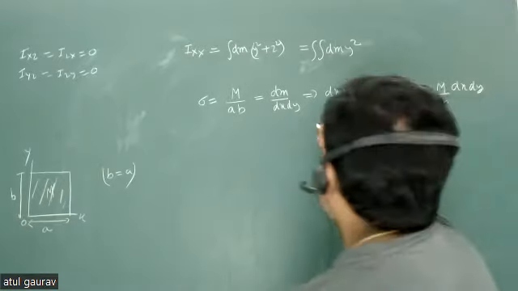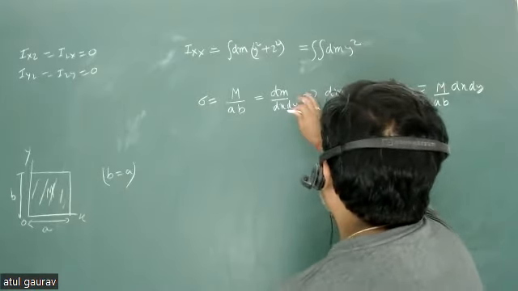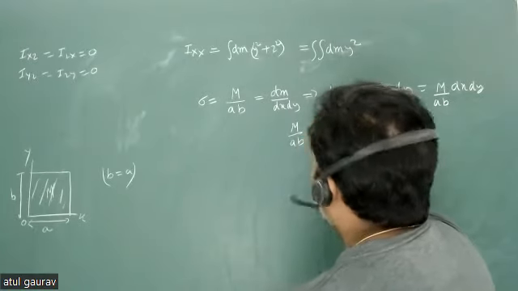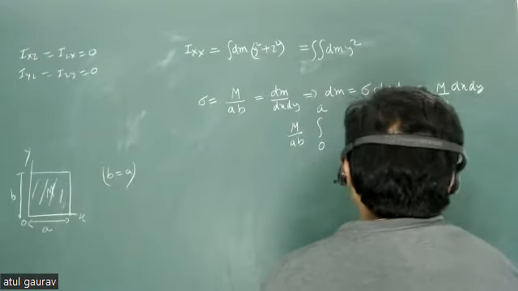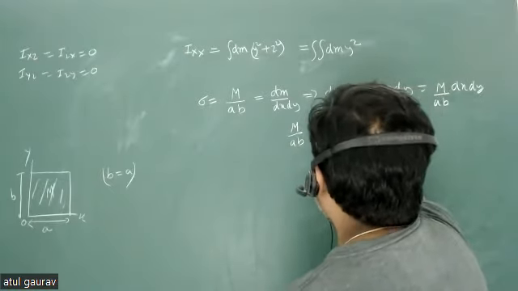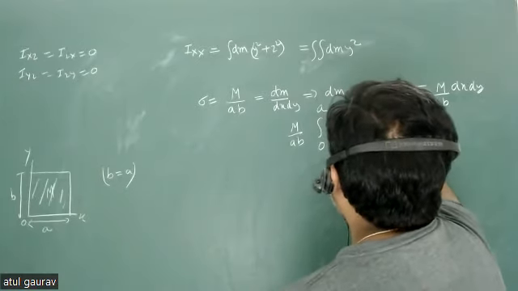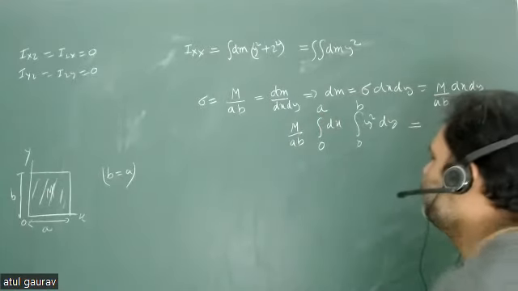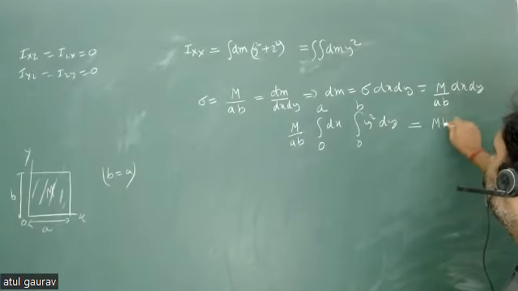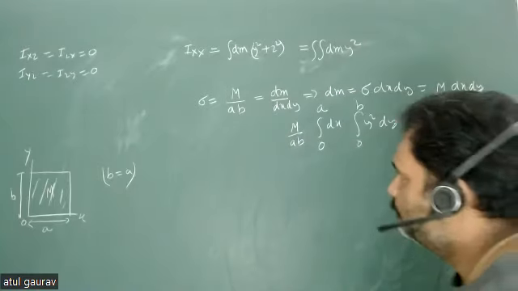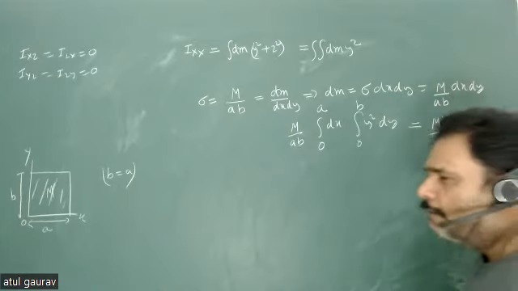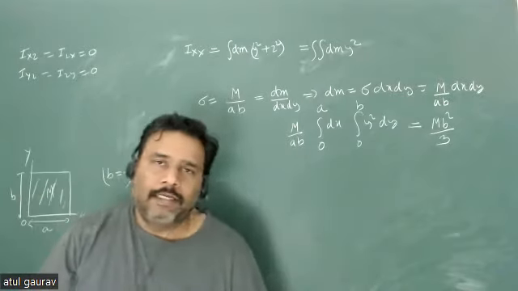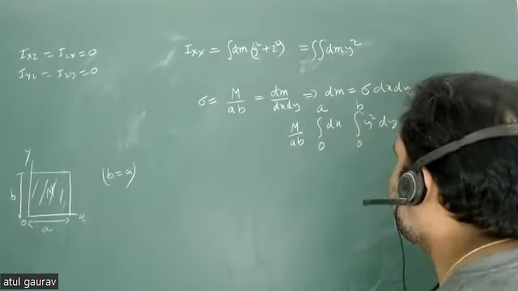Yes. So what will happen? So we have m upon ab as constant, and now x will go from where to where? 0 to a. And you have dx here. Again, this is y square dy, 0 to b. What will be the final value? mb square by 3. Isn't it? This is my Ixx. So now from the symmetry, can I write Iyy? What will be Iyy? m a square by 3.